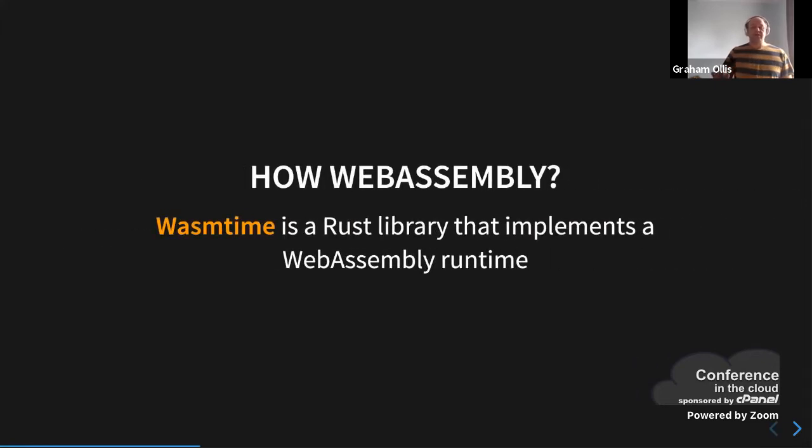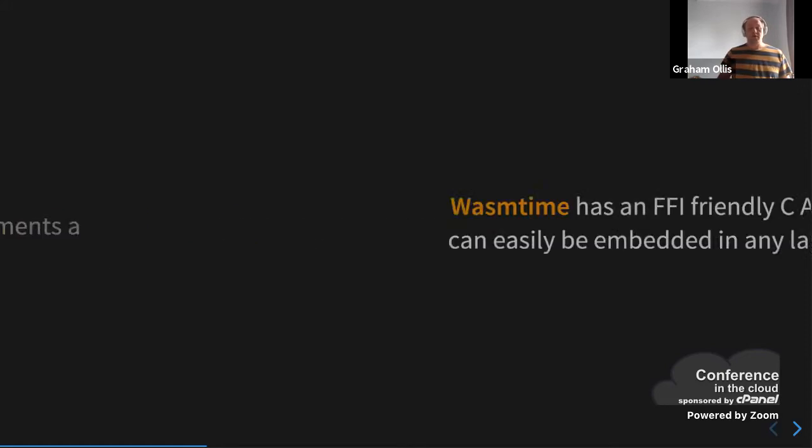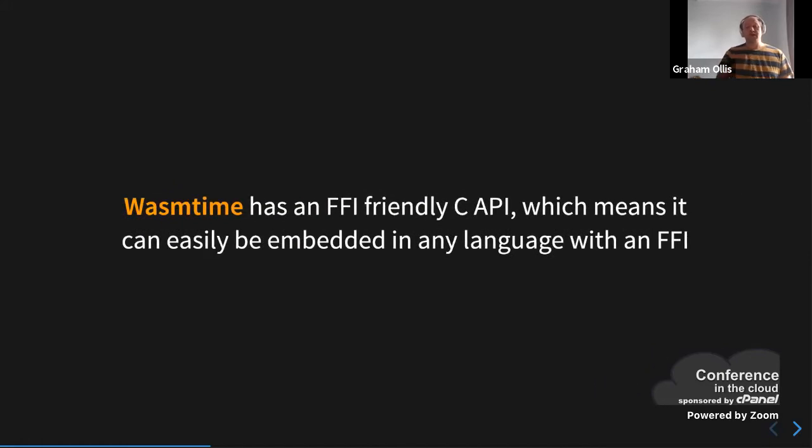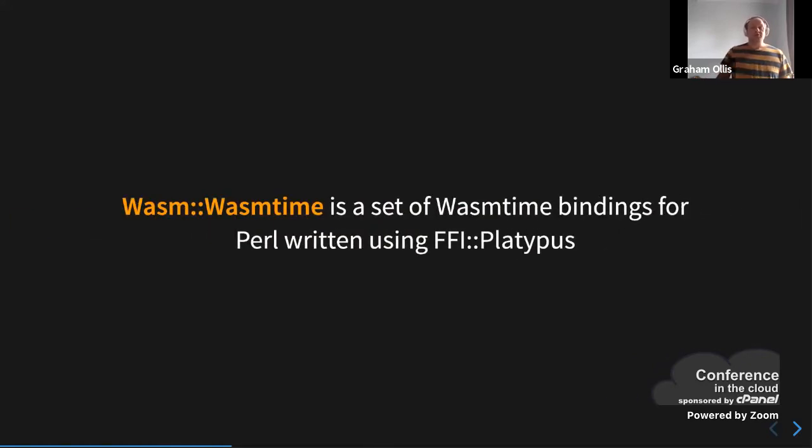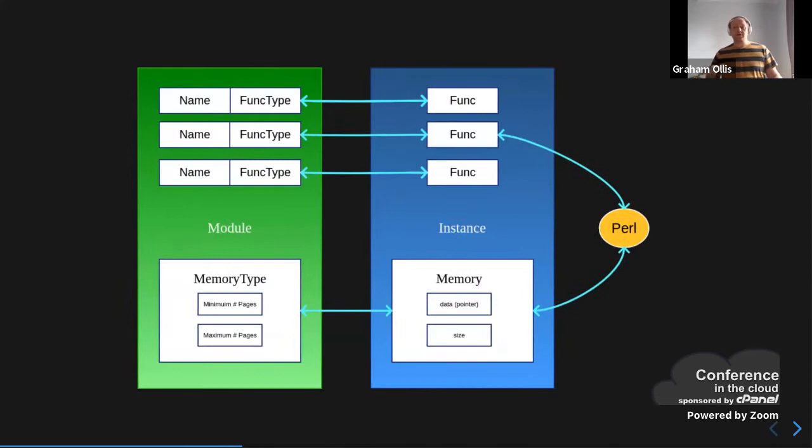Wasmtime, as I say, is a popular Rust library that implements WebAssembly, a WebAssembly runtime. Helpfully, Wasmtime has a very FFI-friendly C API, which means it can be pretty easily embedded in just about any modern programming language. Remember again from before that Platypus is an FFI for Perl. So I, of course, wrote Wasm::Wasmtime using Platypus. And I just want to show you this diagram.